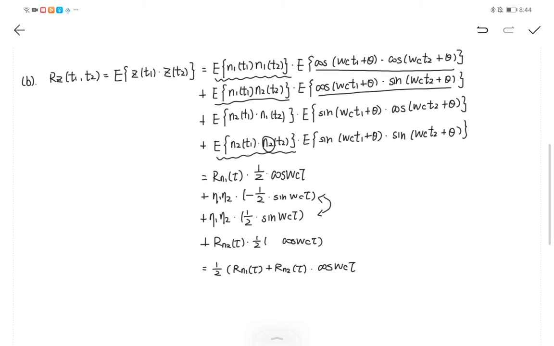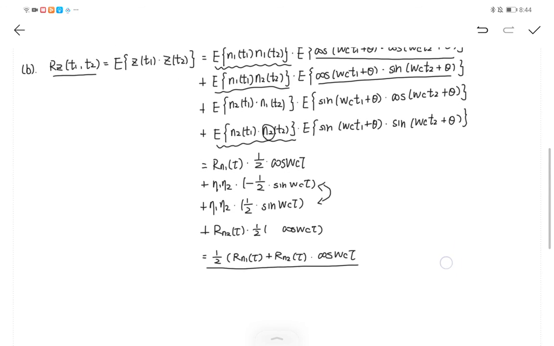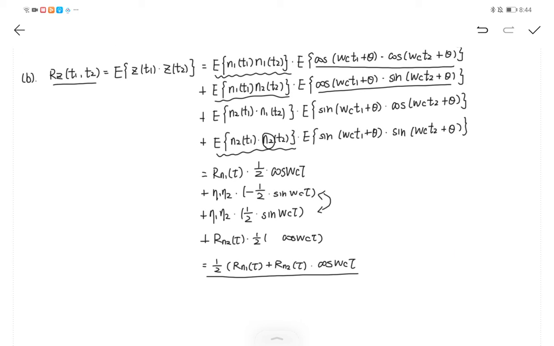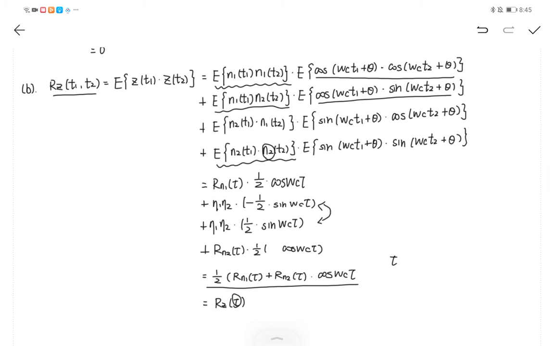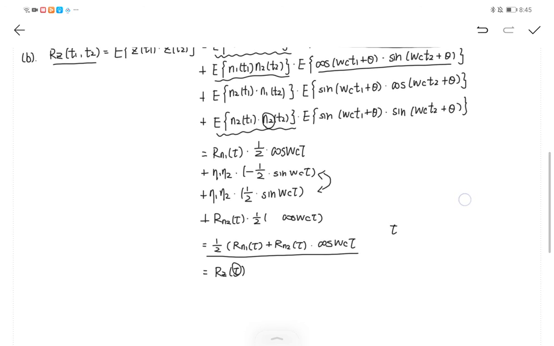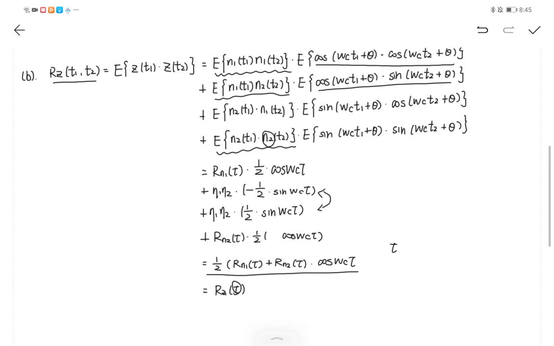And we find that this formula only corresponds to tau. So the only variable is tau. So we can say that the process Z(t) is WSS.